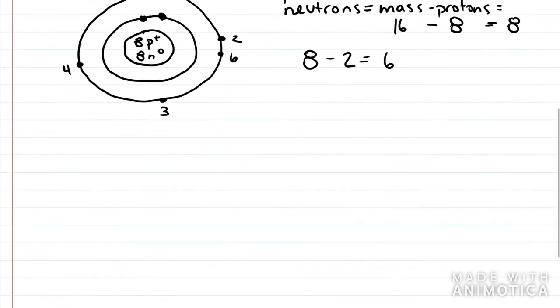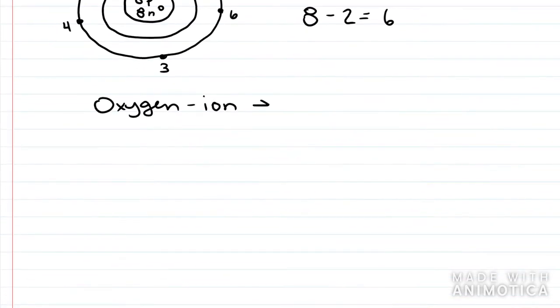So if we do oxygen again, but we do it as an ion, remember an ion means that there's an uneven amount of protons and electrons, which means there's a charge.